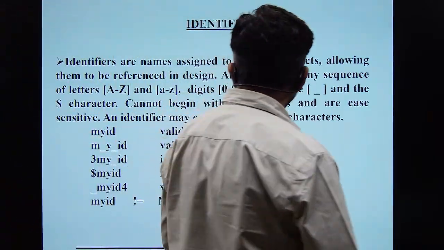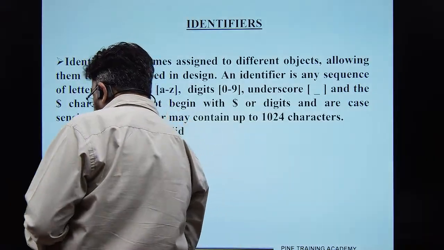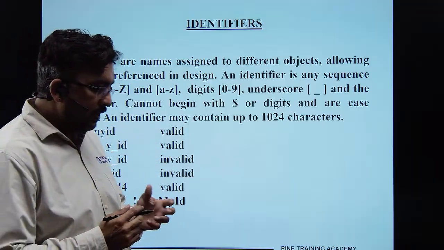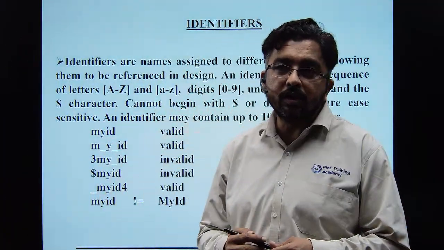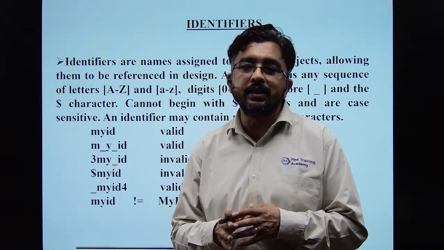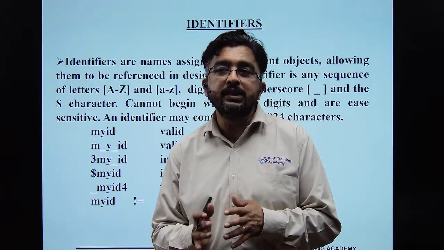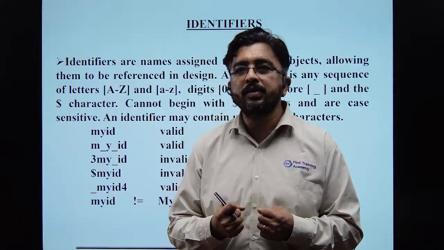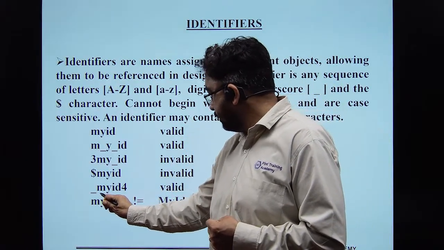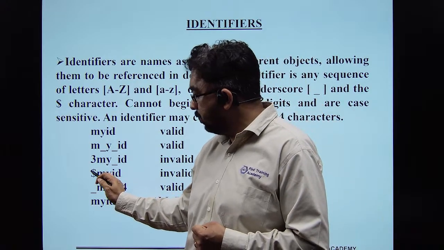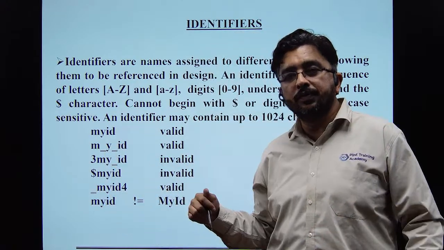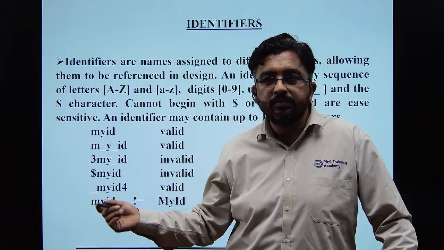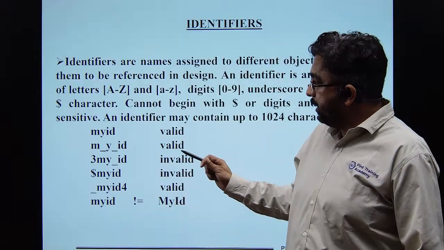Okay, very important: identifiers. An identifier is basically a module name. There are some restrictions in writing module names or any identifier. It should not start with the dollar sign. The dollar sign is basically used for system tasks and compiler directives like $display, $monitor, $stop, $finish, etc. So what is valid?